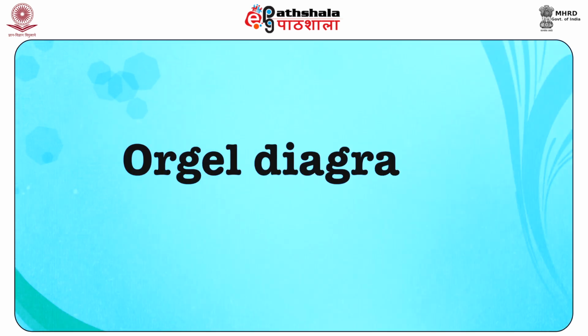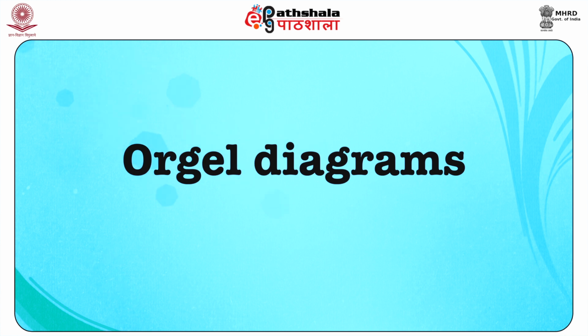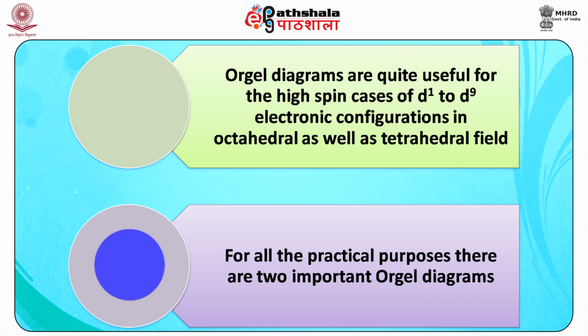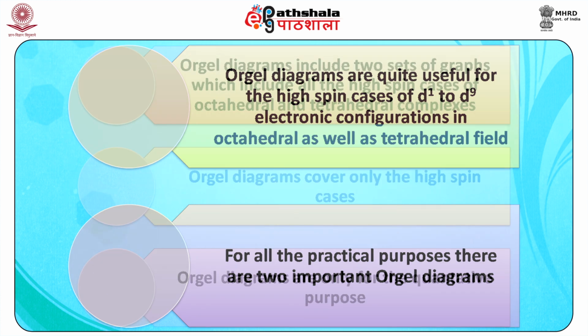Next, we are going to discuss the orbital diagrams in detail. Orbital diagrams are quite useful for the high spin cases of d1 to d9 electronic configurations in octahedral as well as tetrahedral field. For all practical purposes, there can be two important orbital diagrams.